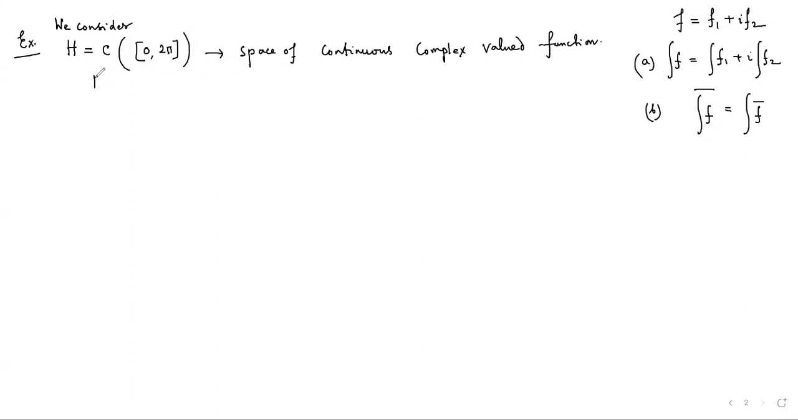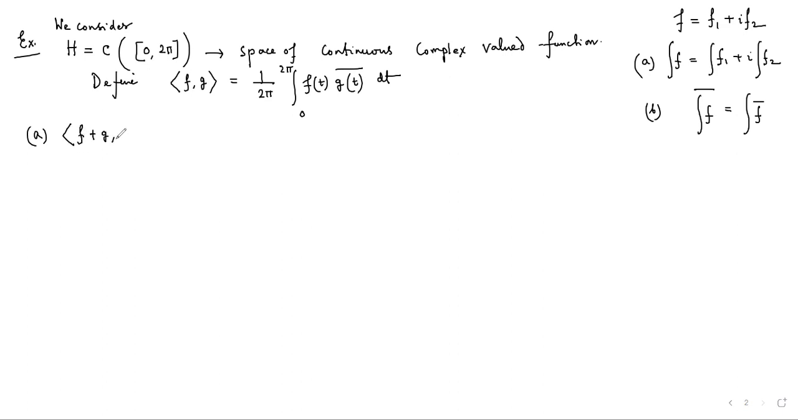Okay. Define the inner product of f and g as 1 by root 2 pi times the integral from 0 to 2 pi of f(t) times g(t) bar dt. You are supposed to show that under this inner product, this H is actually an inner product space. So let's do it quickly. Probably you have already started doing it.